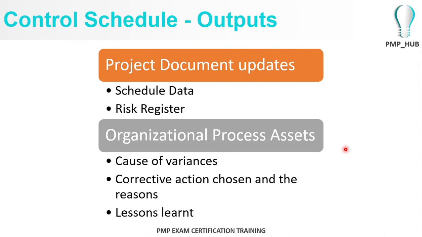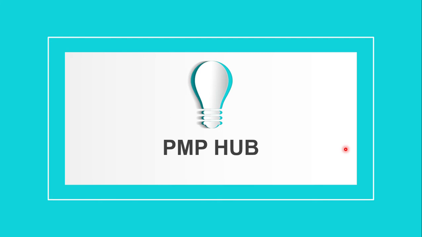Also, it will provide document updates for the schedule data and the risk register. And also, organization process assets will be updated, and you will document the corrective actions that have been chosen and the reason for choosing the corrective action, causes for variations, and you will update the lessons learned register with your control actions.